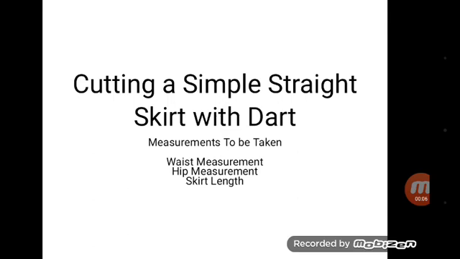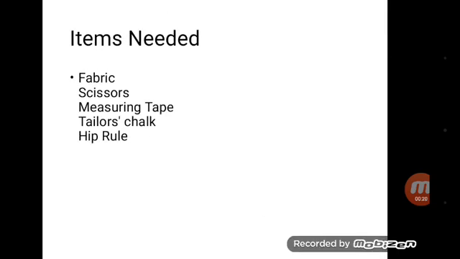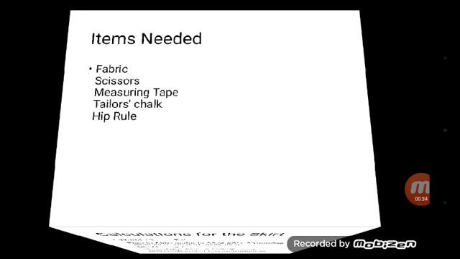Cutting a simple straight skirt with darts. The measurements to be taken are the waist measurement, the hip measurement, and the skirt length. Items needed for making the skirt are the fabric, the scissors, measuring tape, tailor's chalk, and the hip rule. The hip rule is optional.